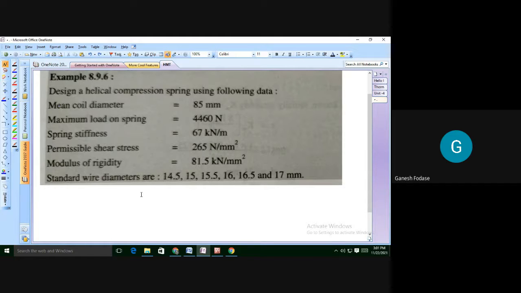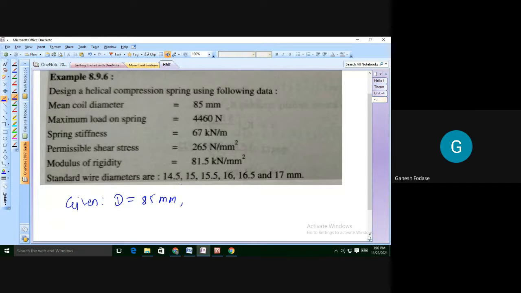So what is mean coil diameter? What is the given notation? Mean coil diameter notation is capital D. Okay. So we can write in given, capital D is equal to how much? 85 mm.